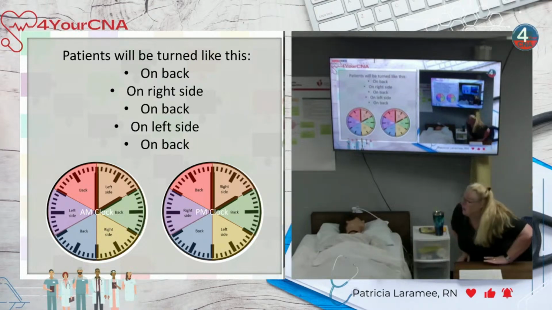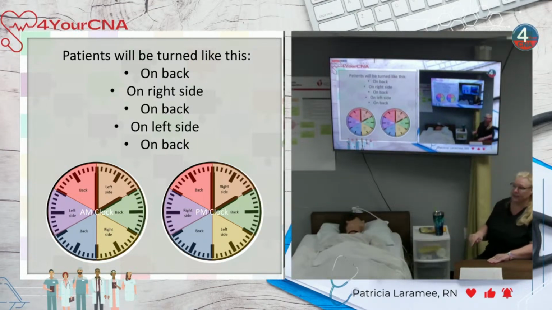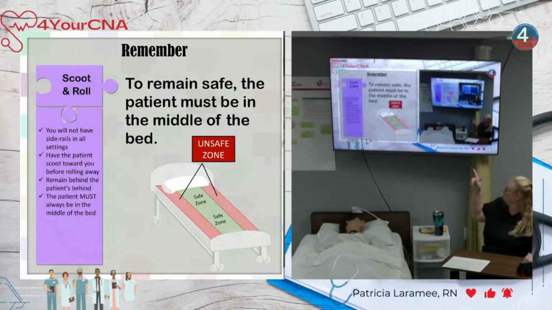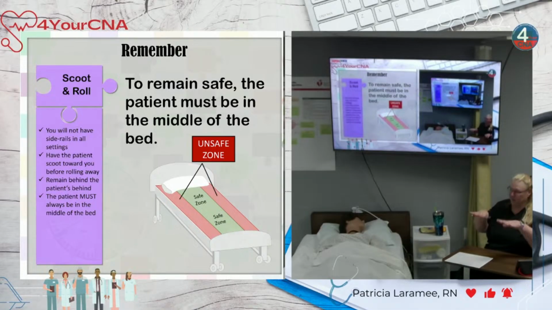Questions? So you can make turning clocks as CNAs every 2 hours. Right, back, left, back, right, back, left, back, right, back, left, back. Never on your stomach, though. Notice not a single one of those has the patient on their stomach. And that's important. Unless the care plan specifically tells you to put an immobile patient on their stomach, please don't, because they may not have the muscle strength to pull their chest cavity off of their lungs.